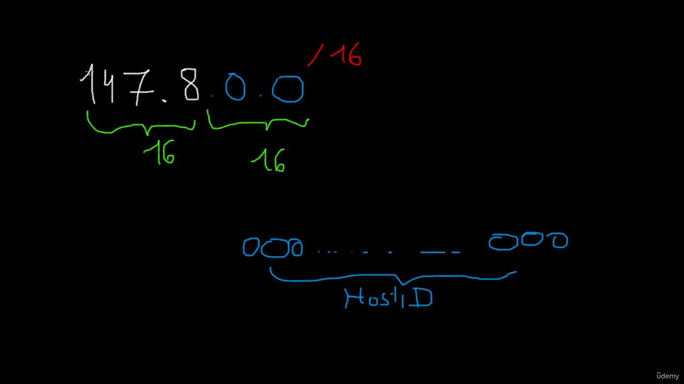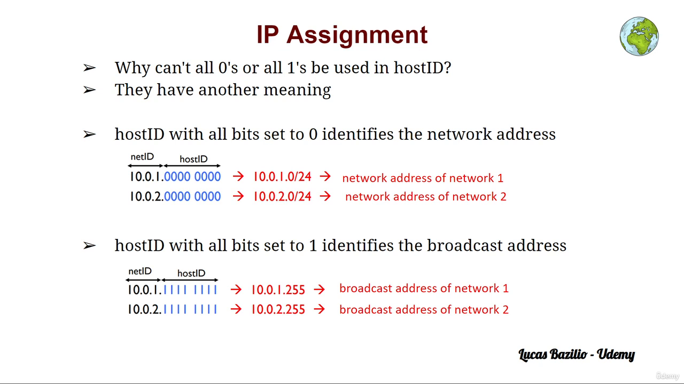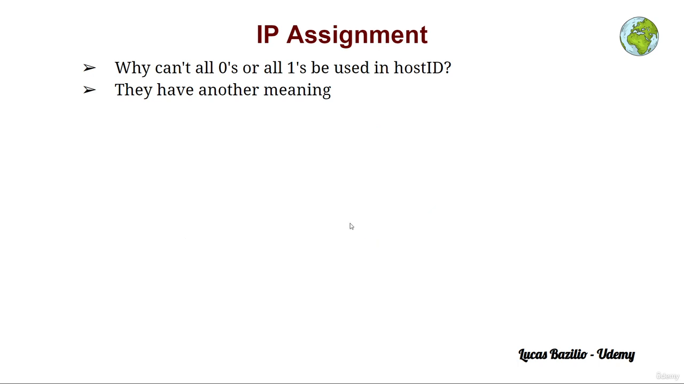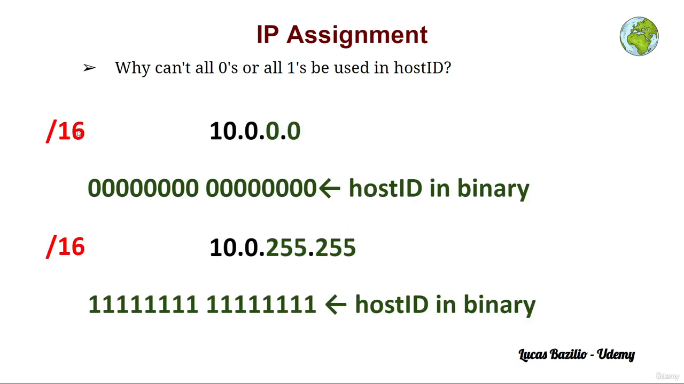Remember that this is the way we identify the network address. The host ID with all of the bits set to 0 identifies the network address, and the host ID with all of the bits set to 1 identifies the broadcast address. In our example, with a mask of 16 bits, if the network ID is 10.0, then the network address will be 10.0.0.0, because we are selecting all of the host ID bits to be 0.